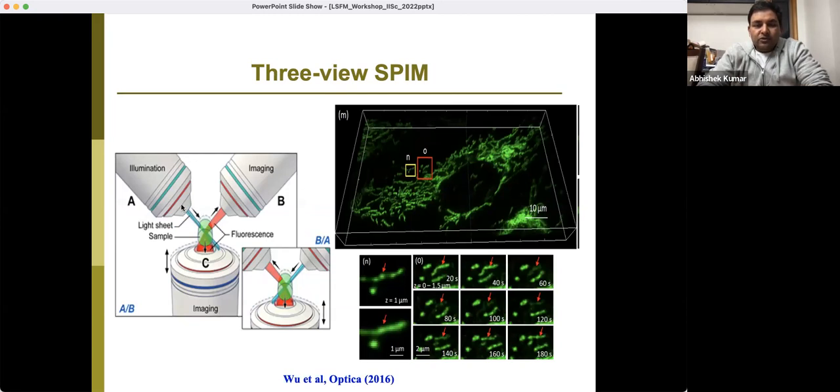In Hari's lab, we also implemented this 3-view system, because photons are emitted in all 4 pi solid angle, and we were doing illumination and detection from top, but you can also capture some of those lost photons from below. And once you fuse all these things, you gain a little improvement in your image quality, both resolution and collection. But again, these types of implementations come at a cost: computational complexity and hardware complexity.